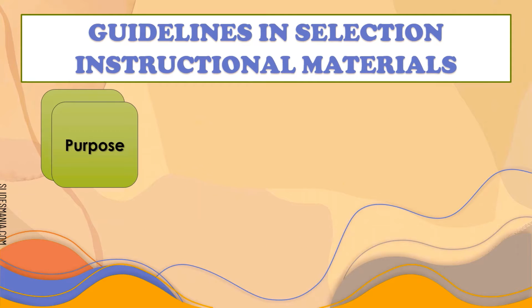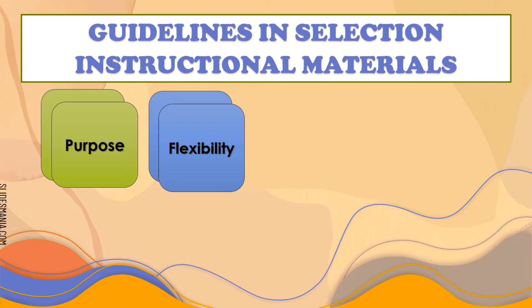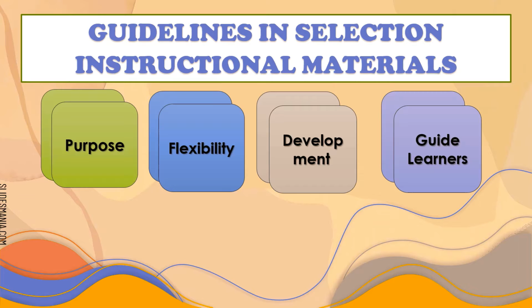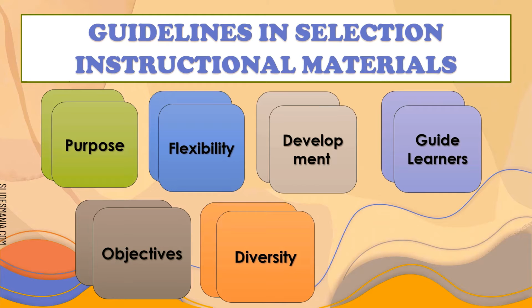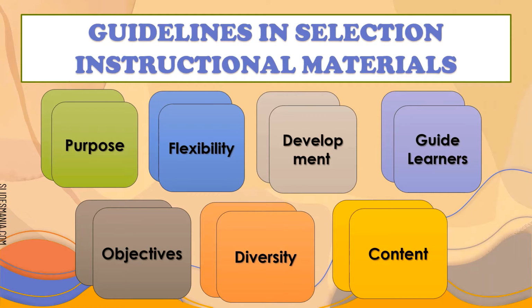There are guidelines in selecting instructional materials. These are purpose, flexibility, development, guide learners, objectives, diversity, and lastly, content. Instructional materials should be appropriate for the age, emotional and social development, and ability level of the students for whom the materials are selected. Instructional materials should be diverse with respect to levels of difficulty, reader's appeal, and should present a variety of points of view.